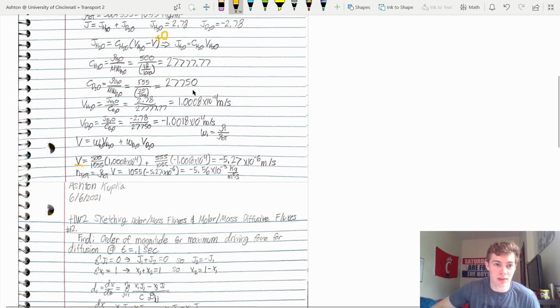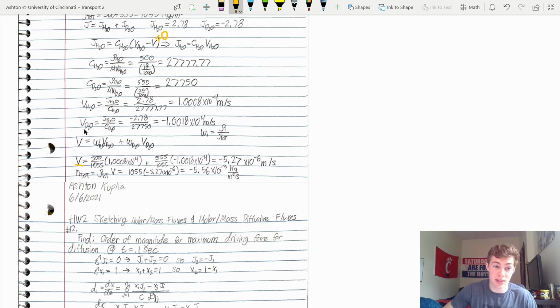Plugging these into our equation we have from earlier and solving for velocity through rearrangement, we get the velocity of H2O equals our molar diffusive flux of H2O over our molar concentration of H2O, which we know is 2.78 for our molar diffusive flux over our 27,777.77 molar concentration, which is going to give us a velocity of 1.008 times 10 to the negative fourth.